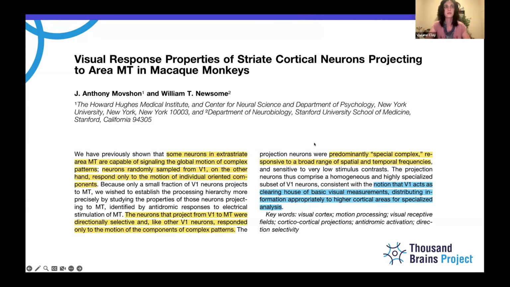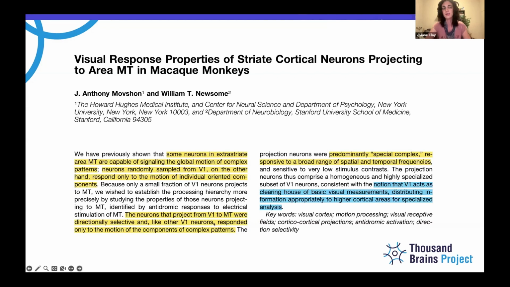Yeah. And I saw this paper here, which meshed well with what I was thinking. I can just read out the marked parts. First, to give some context on what the paper's about, they say some neurons in extrastriate area MT are capable of signaling the global motion of complex patterns. Neurons randomly sampled from V1, on the other hand, respond only to the motion of individual oriented components. The neurons that project from V1 to MT were directionally selective and, like other V1 neurons, responded only to the motion of components of complex patterns.